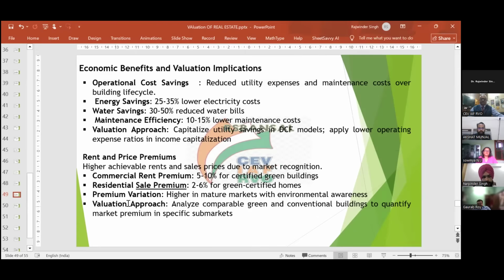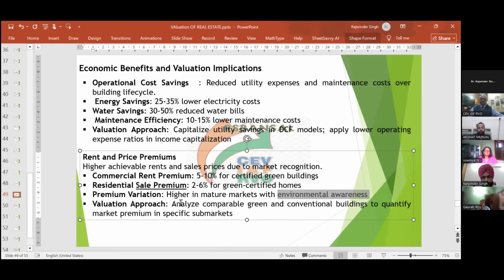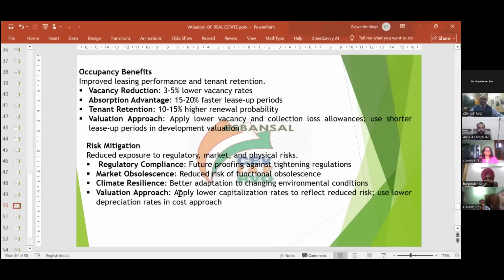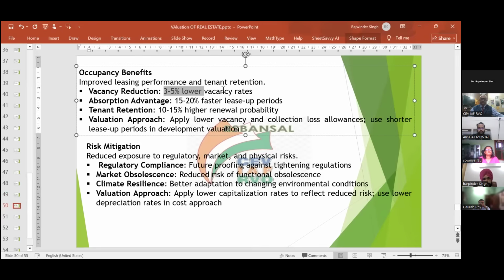And because of the environment, it will have a higher premium. So we will have to take these things into consideration while valuing green buildings. It will also have occupancy benefits: it will lead to 3 to 5% lower vacancy rates.